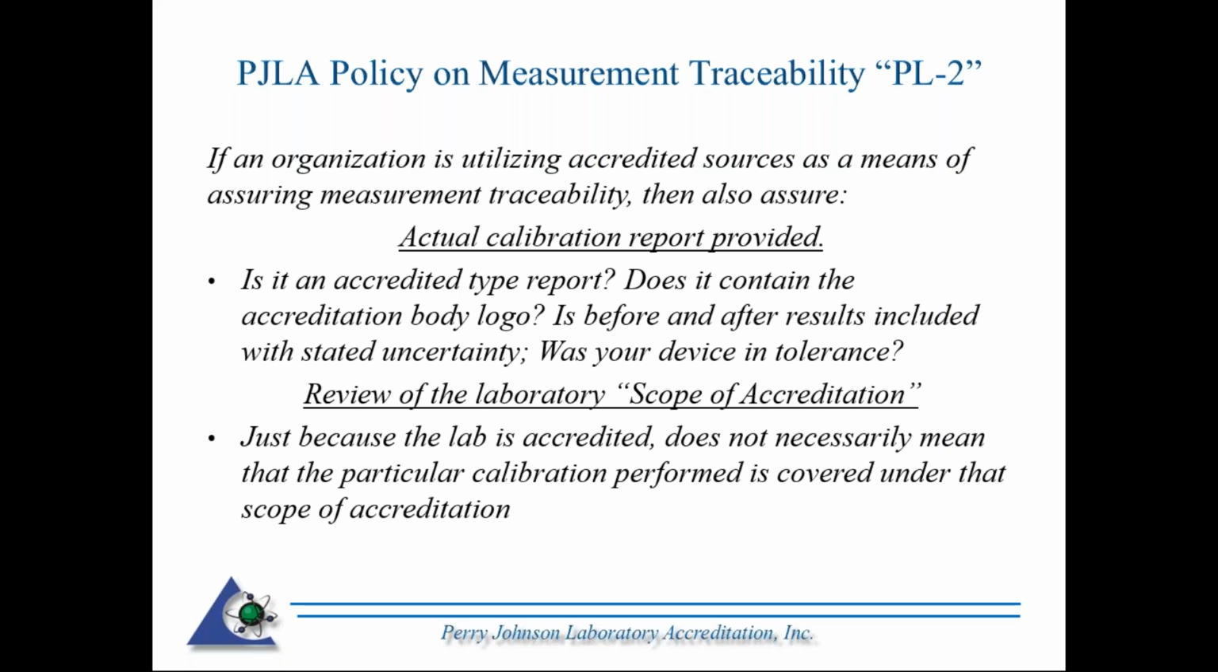If you do need traceability for the measurements, you want to make sure, first of all, that it's coming under the lab's scope of accreditation, that perhaps the accreditation body symbol is referenced on the report, and that the before and after data is included with stated uncertainty. If you need to calculate uncertainty yourselves, you need to know if your instrument was in tolerance or not, because if it was out of tolerance, then you may have to do some non-conforming work.